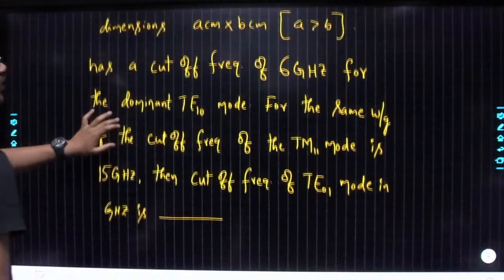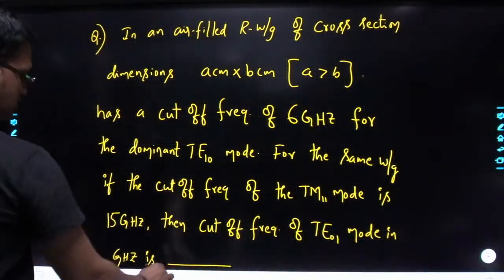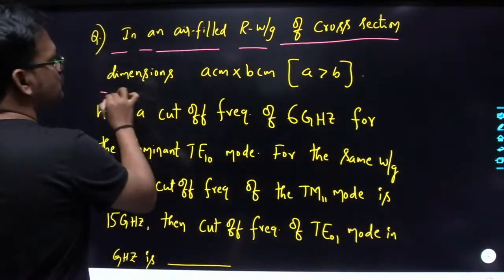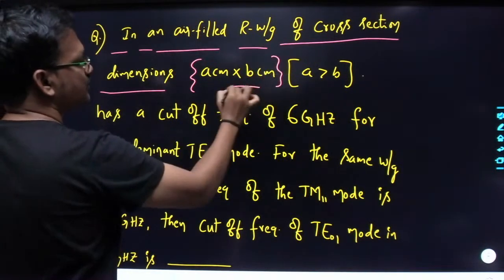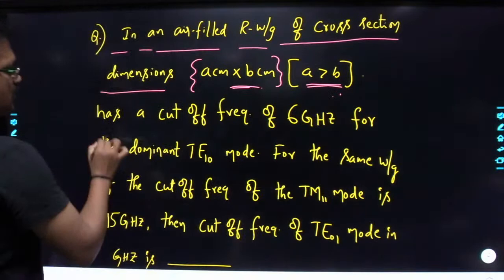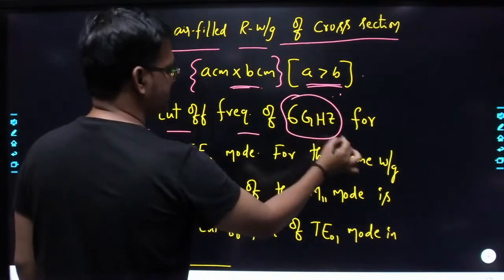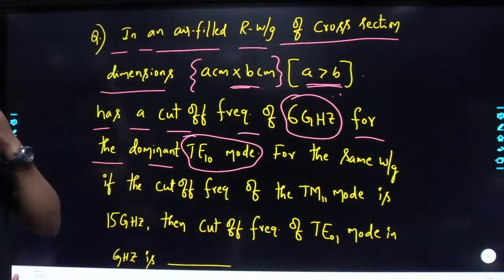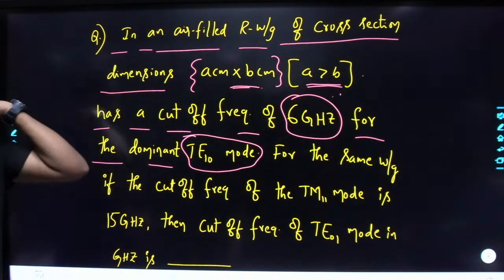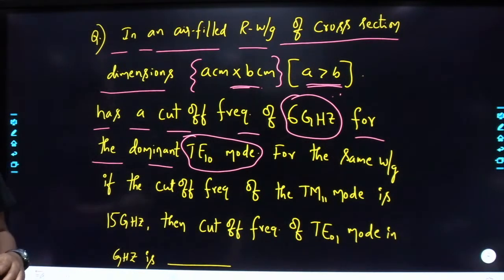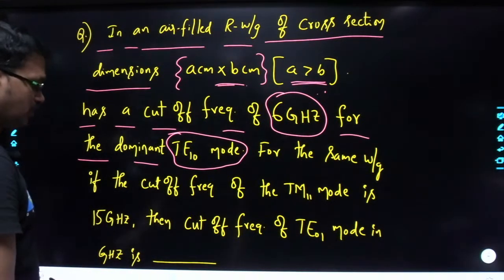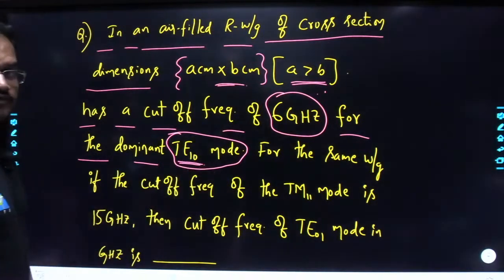So in an air-filled rectangular waveguide of cross-section whose dimensions are given by A centimeters by B centimeters, where A is greater than B, it has a cutoff frequency of 6 gigahertz for the dominant TE10 mode. See, in a rectangular waveguide, TE10 mode is called the dominant mode. Dominant mode means it is the mode with the lowest cutoff frequency. So the mode with the lowest cutoff frequency is called what? Dominant mode. And in a rectangular waveguide, TE10 mode is the dominant mode, because this mode has the least cutoff frequency, right?